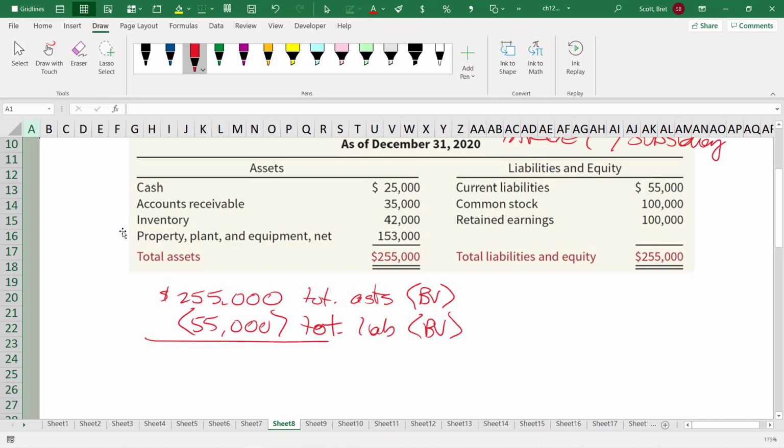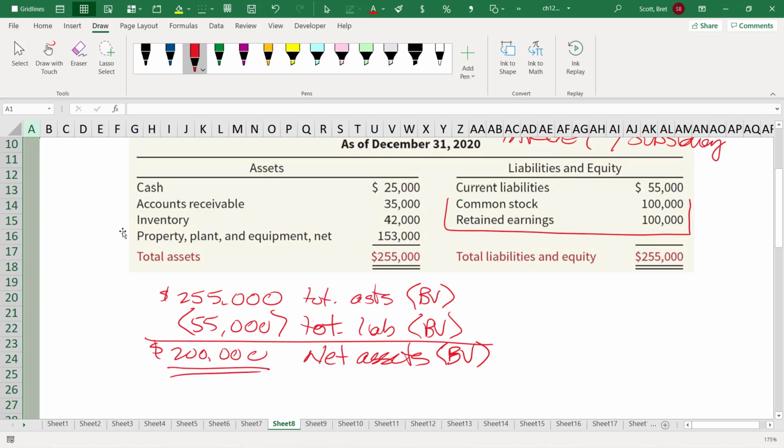Okay. So we can say that 200,000 is the net assets, or represents net assets of the company from a book value perspective. That's another way of saying, hey, look, 200,000, those are the net assets. Well, guess what? That also happens to be the sum of the overall equity, right? Assets minus liabilities equals equity. Hey, that's what net assets are. Net assets equal equity, okay?